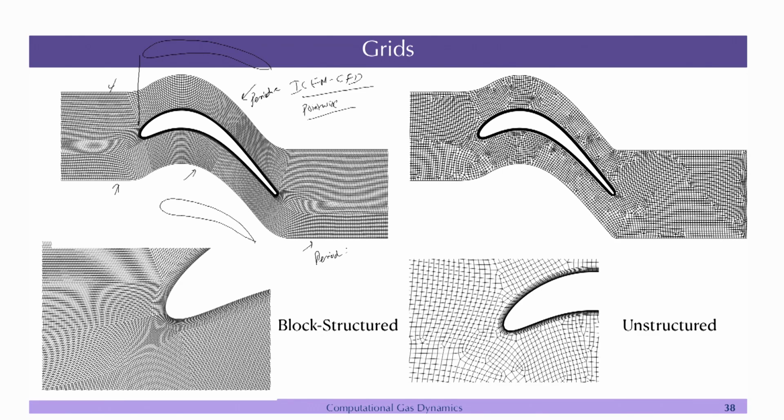Now, there is a challenge to make grids on these kinds of problems, because there is very high curvature here and very high curvature here. So, what is done here is that we made different blocks. You can see there is one block which is going in this direction, there is another block which is going in this direction, there is another block here.